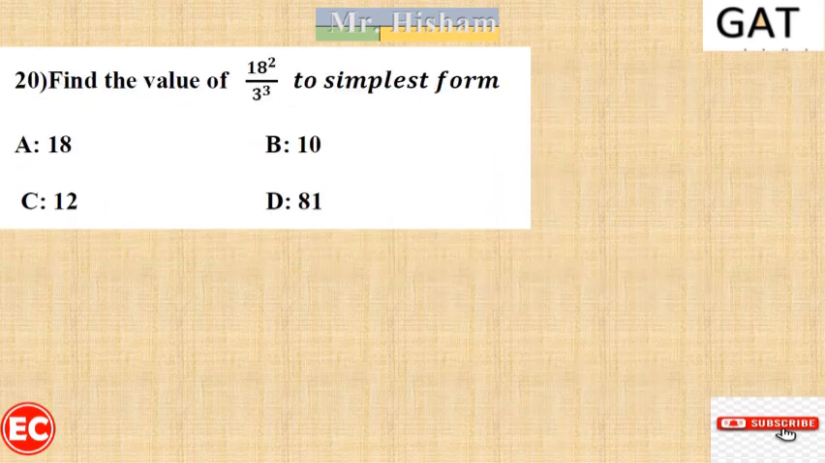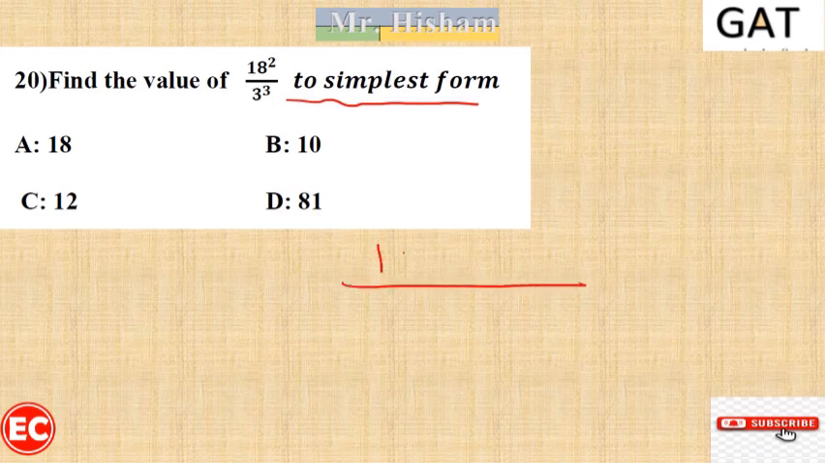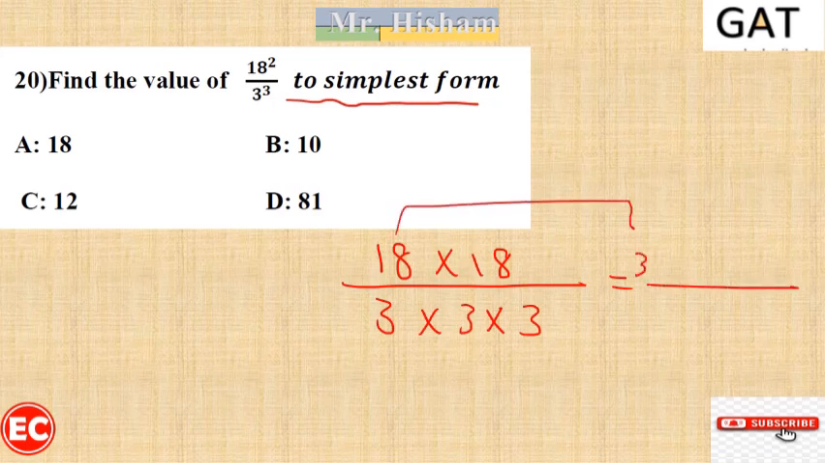Question number 20. Find the value of 18 to the power of 2 divided by 3 to the power of 3 in the simplest form. 18 to the power of 2 can be written as 18 times 18. 3 to the power of 3 can be written as 3 by 3 by 3. And then I can write 18 as 3 by 6.